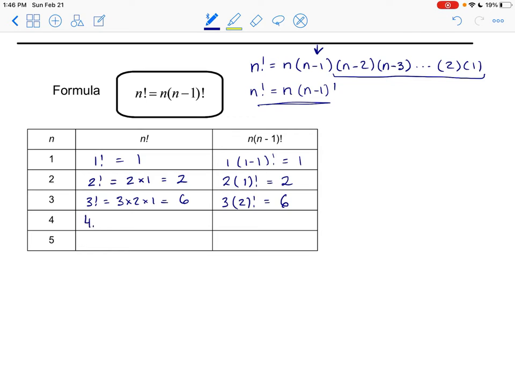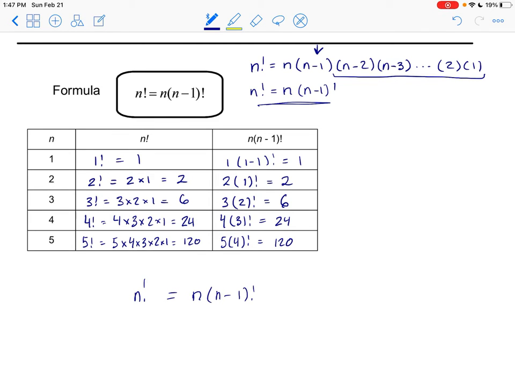I think you should see where this is going now. Four times 3 factorial, which we just saw above, is 6. So 4 times 6 is 24. Finally, 5 factorial equals 5 times 4 factorial, just like this. So 5 times 4 factorial will be 5 times 24, which is 120. So yeah, n factorial, just like that, is still equal to n times n minus 1 factorial.